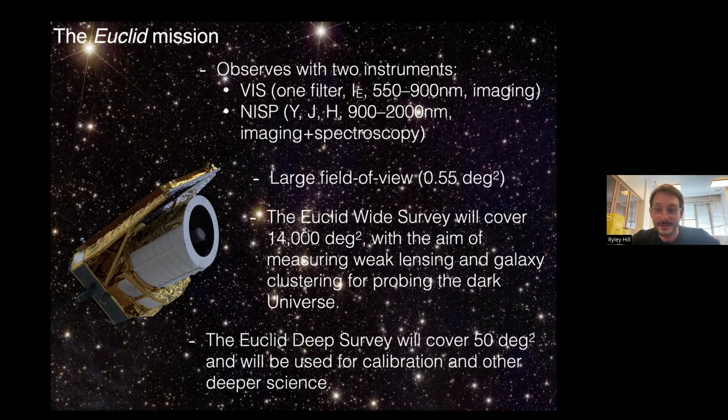So Euclid is a mission instrument. It is not something that you propose for. It has a survey schedule. It's going to be doing a wide field survey, about 14,000 square degrees of the extragalactic sky, avoiding the Milky Way. The main purpose of this wide field survey is to measure weak lensing and learn about dark energy in the universe. But on top of that, Euclid will be doing a deep survey. It's going to cover about 50 square degrees, really, really deep. Those are mostly going to be used for calibration and other science like galaxy evolution, which is what I'm going to be mostly focusing on today.